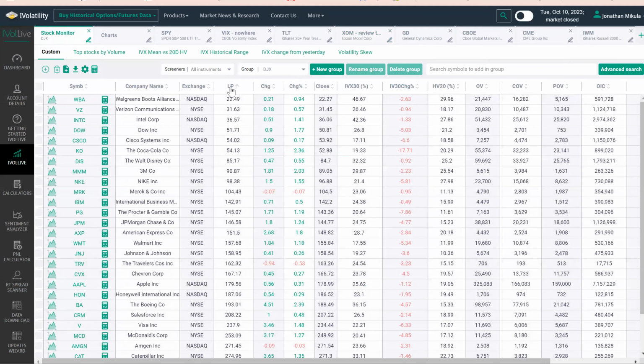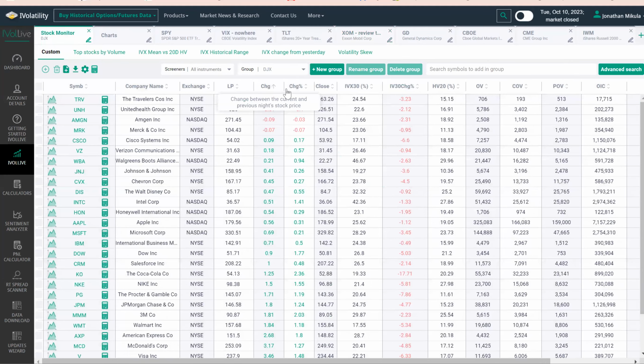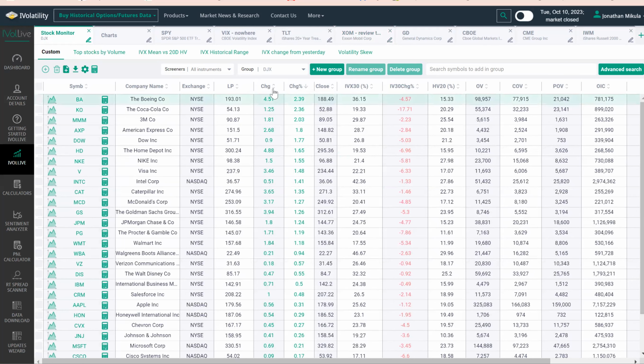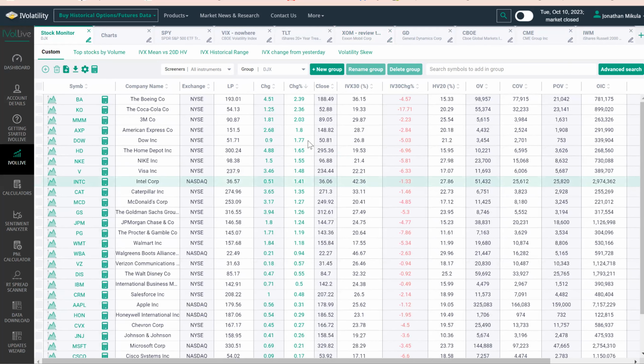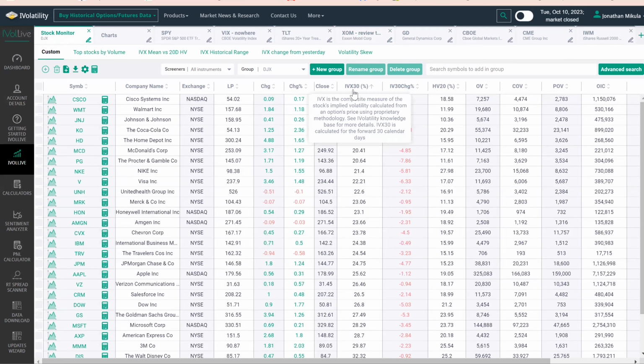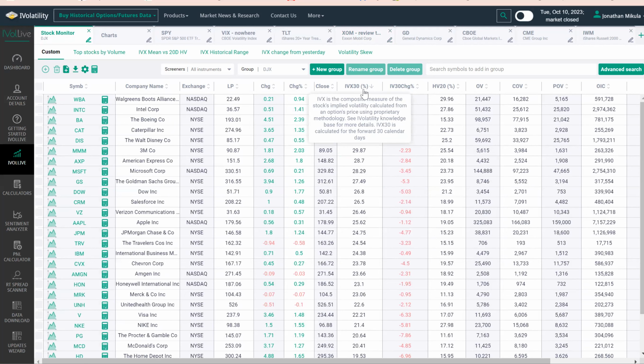And then you can sort based on these columns here, right? You could sort based on who is up the highest or who is up the lowest in terms of price change for the day. You can sort by who has the highest implied volatility, who has the lowest implied volatility.